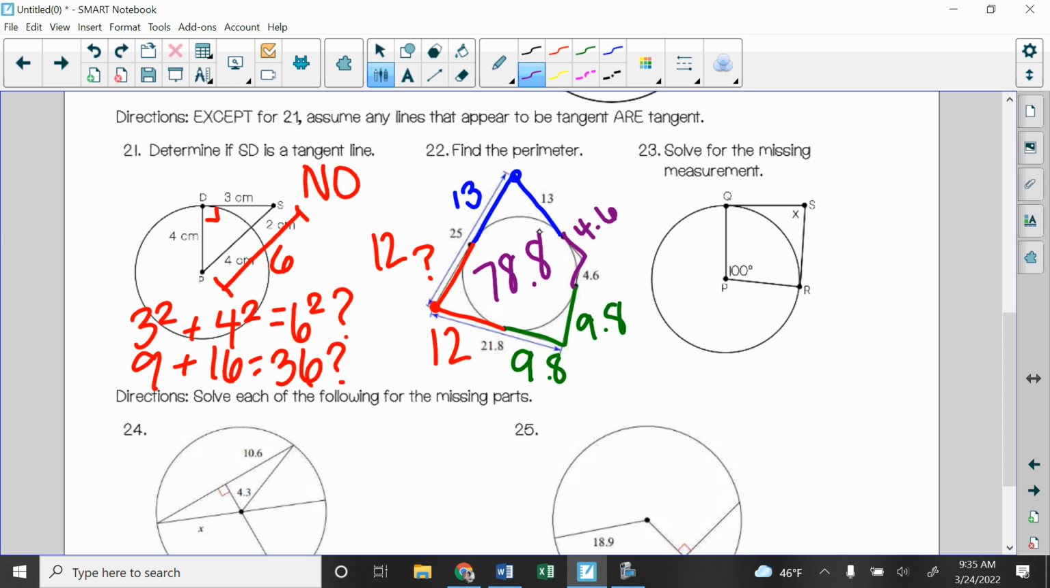For 23, you've got these tangent lines meeting a radius, and that makes 90-degree angles. How many degrees do quadrilaterals have to add up to in total? Yeah, 360. So I have 90, 90, and 100, which all together is 280, making your missing angle 80 degrees. Are you guys still okay?